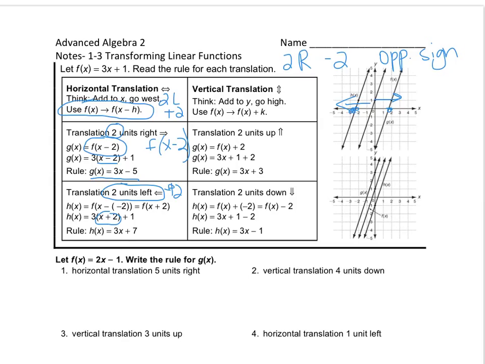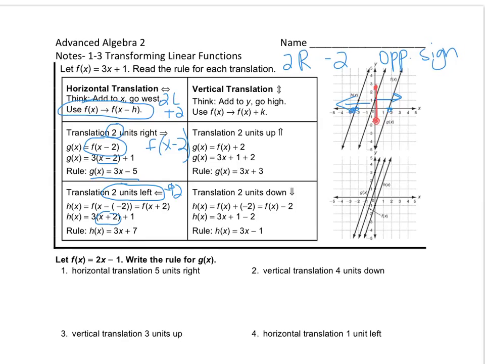Okay, that is horizontal. Now, when we are working with vertical, I'm going to come through here and erase this. I'm going to change color here. When we're working with vertical, you are thinking about moving the line either up or down along the y-axis. So you're changing that intercept.